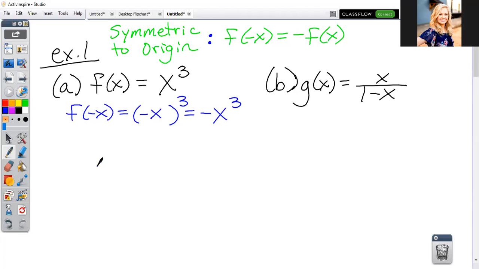All I did was put negative 1 to the third power, which is negative 1. X to the third is x to the third. So you always add a negative with it? Correct.